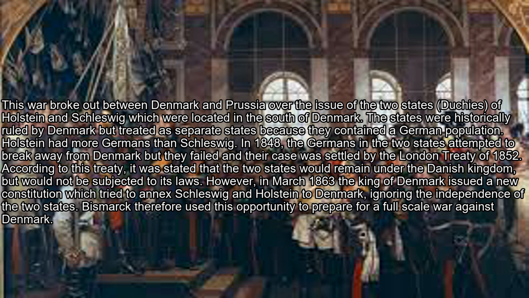According to this treaty, the two states would remain under the Danish kingdom, but would not be subjected to its laws. However, in March 1863, the King of Denmark issued a new constitution which tried to annex Schleswig and Holstein to Denmark, ignoring the independence of the two states. Bismarck therefore used this opportunity to prepare for a full-scale war against Denmark.